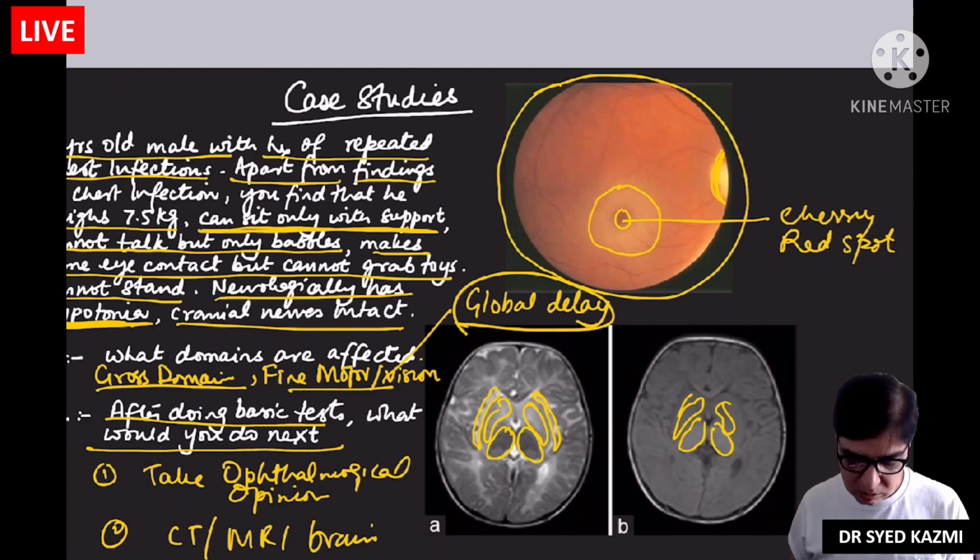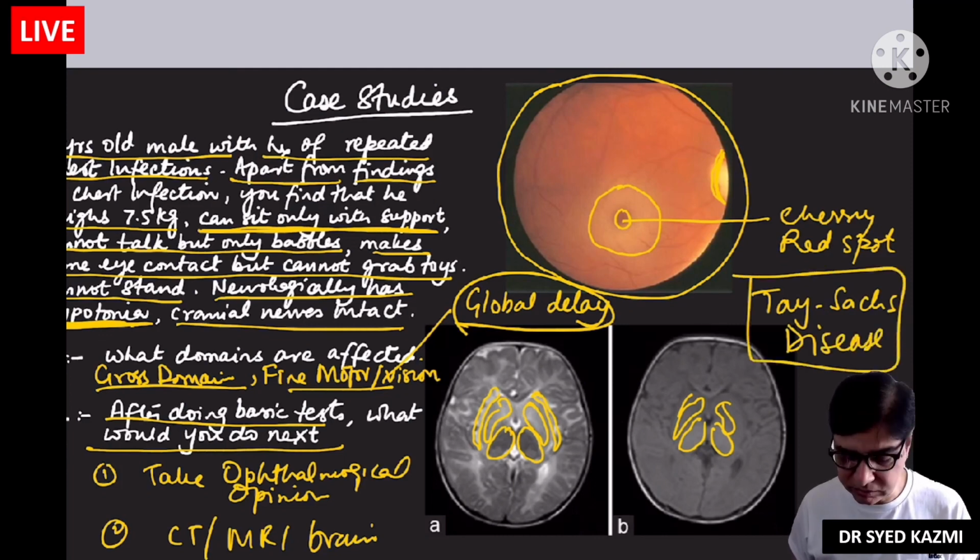So when we combine all these things, this global developmental delay, along with the cherry red spot, along with the involvement of the basal ganglia, the caudate nucleus, and the subthalamic nuclei and part of the white matter, it becomes very much pathognomonic of Tay-Sachs disease. So basically this child has got Tay-Sachs disease, and you can further confirm it by enzymatic studies. So this global developmental delay is because of Tay-Sachs disease.